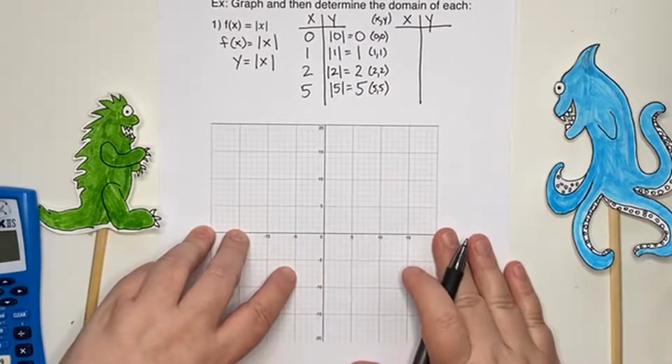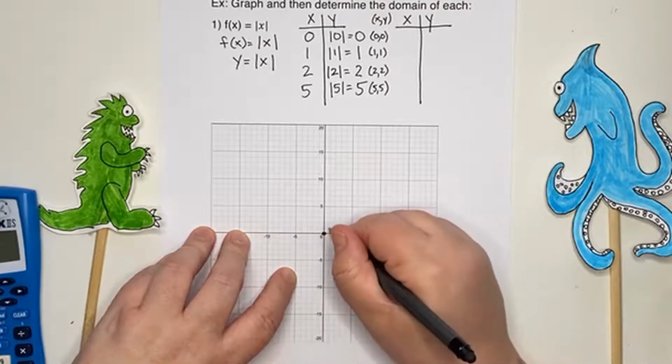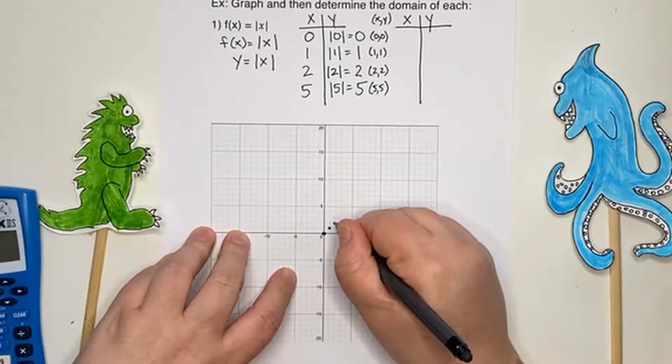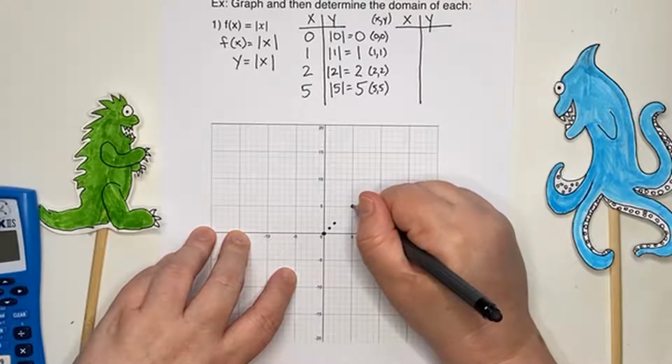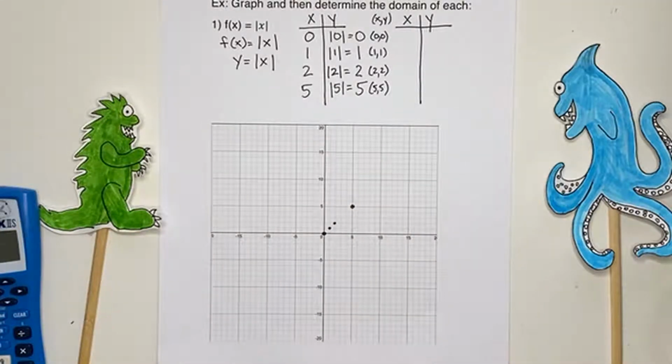Can you see this? 0, 0 is right there. Let's see. It's little tiny. 1, 1 is right there. 2, 2 is right there. 5, 5 is right there.